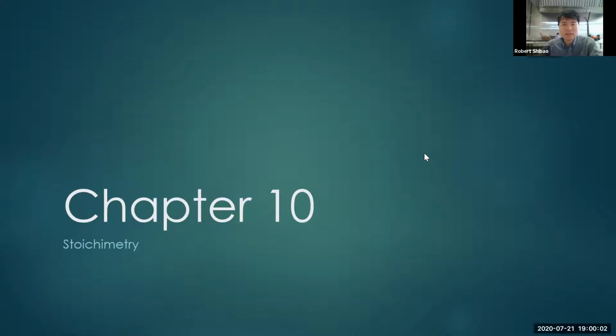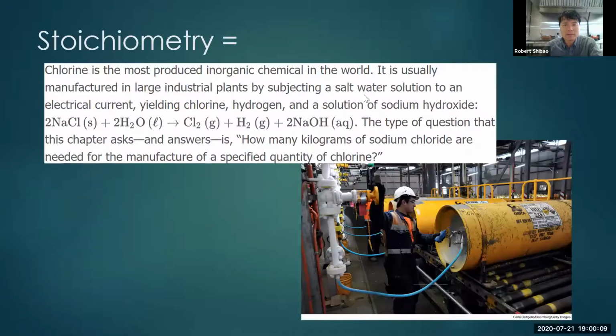All right, let's take a look at chapter 10 now then. Chapter 10 deals with stoichiometry. So first off, what is stoichiometry? There are lots of different ways you can define stoichiometry, but the chapter is not titled stoichiometry. The chapter is titled quantity relationships. And so stoichiometry is just quantity relationships.